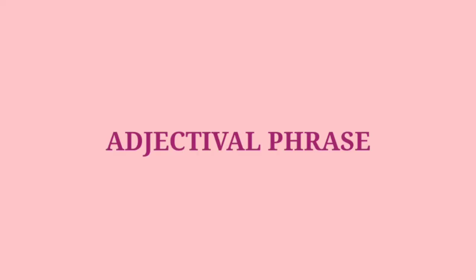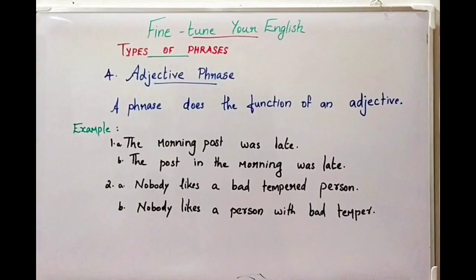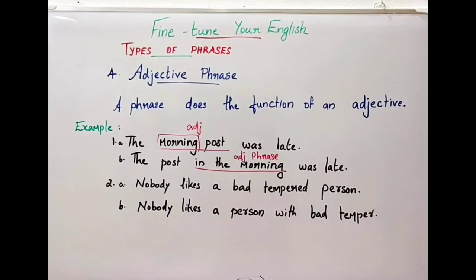Then adjectival phrase or adjective phrase. Let's see what an adjective phrase is. An adjective phrase does the function of an adjective, so it acts as an adjective in a sentence. See the examples given below. It shows what the difference is between an adjective and an adjective phrase.